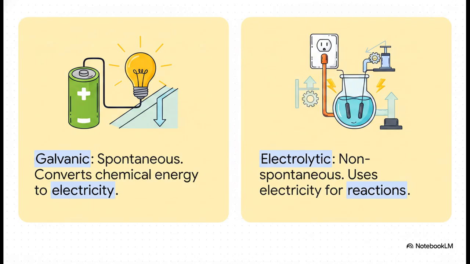But the electrolytic cell? Oh, it's stubborn. It uses electricity. It operates on a non-spontaneous reaction. We have to literally force electrical energy into it to make the chemical reaction happen, just like pumping water up the hill. Galvanic gives power, electrolytic demands power.